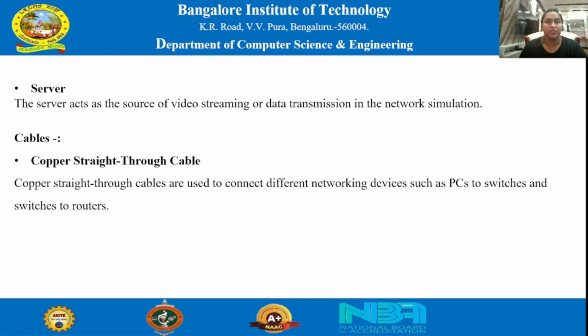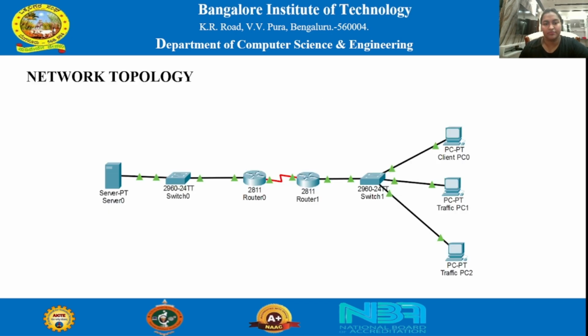Coming to the server, it acts as the source of the video streaming or the data transmission in this project. Then cables. We have used copper straight-through cables. They're used to connect the PC to the switch and then the switch to the router. They help connect these devices together and form the simulation environment.